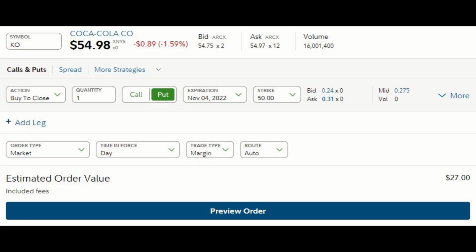And this is what it would look like if we wanted to close that put out on Fidelity. So here we are buying to close one put contract on November 4th.